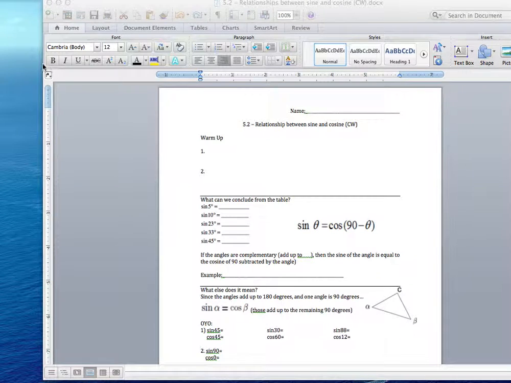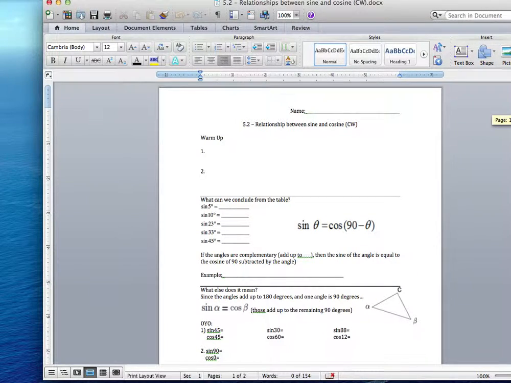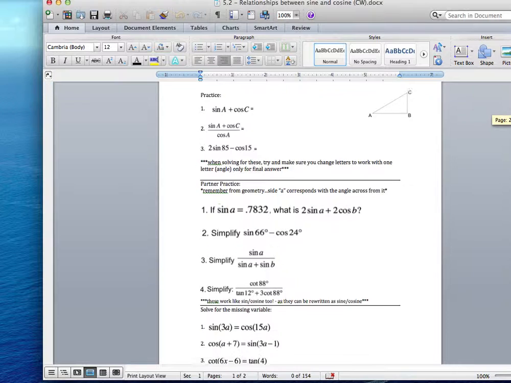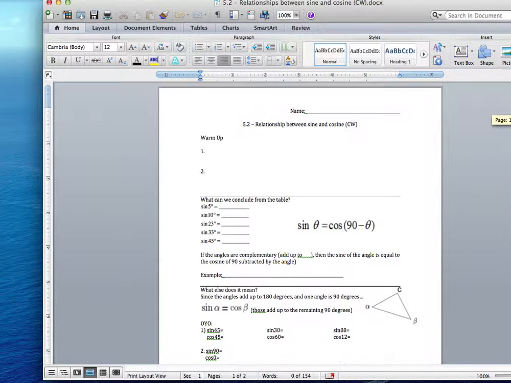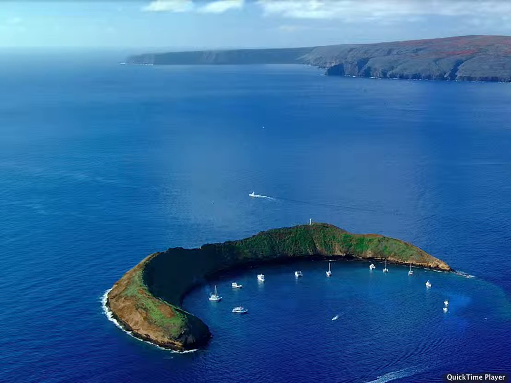Today we have lesson 5.2, relationship between sine and cosine. Again, getting a little bit more into the trigonometric part. This is the classwork that you should be looking at in front of you. If you don't have it, pause the video and go get a copy from the pile. But this is what we're going to be doing today. Another page, front and back. And make sure you're taking notes on that stuff.